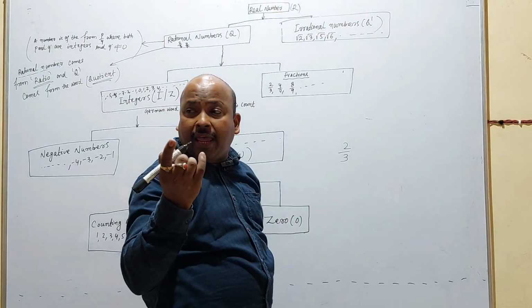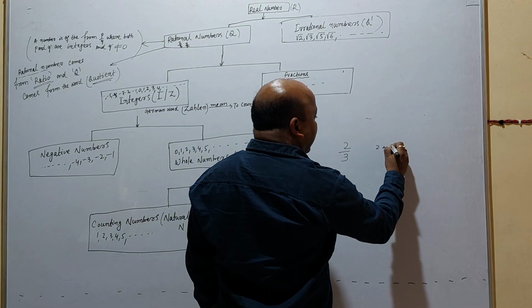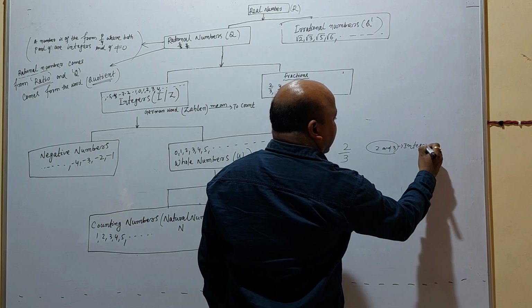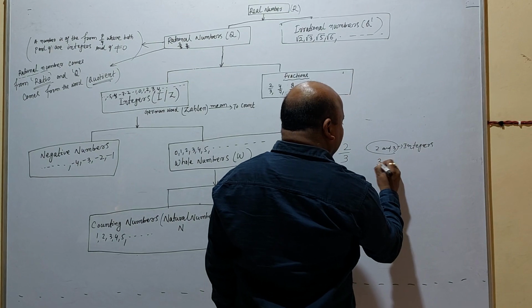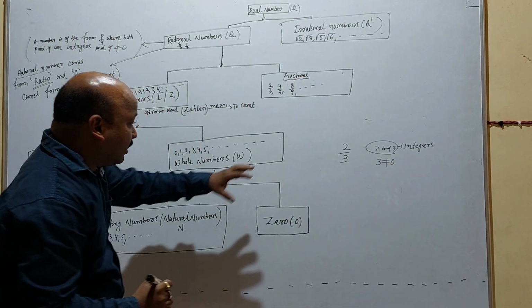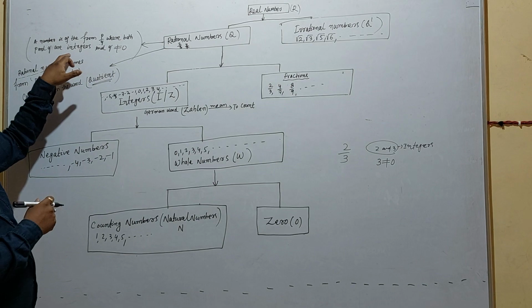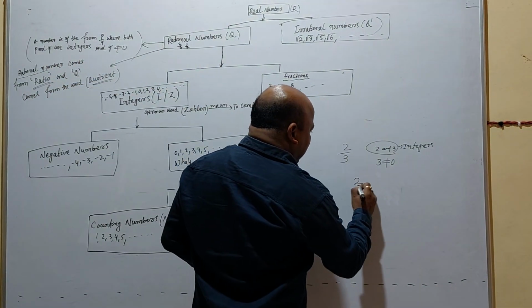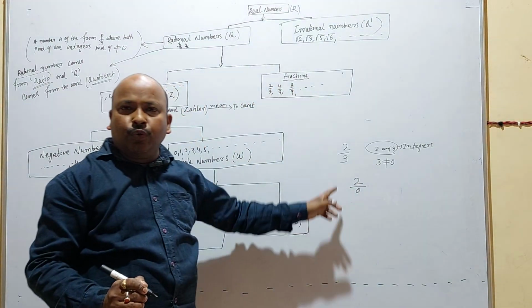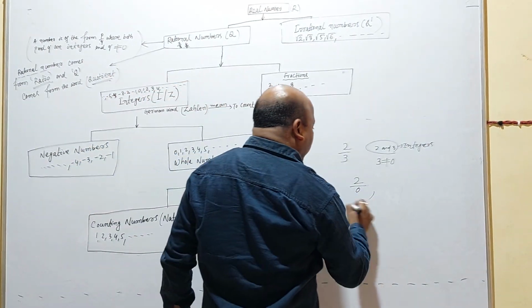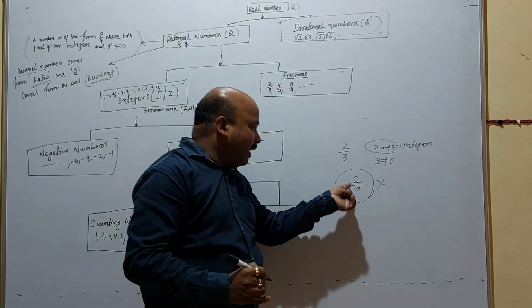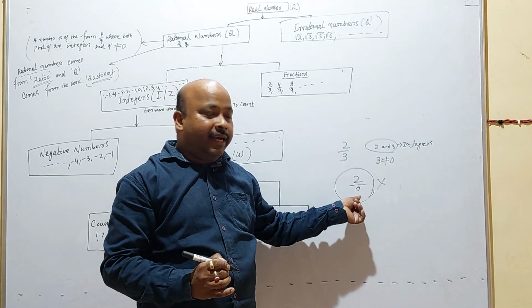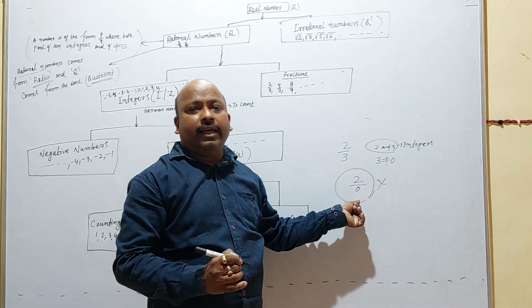Why is it a rational number? As 2 and 3 both are integers, and 3 is not equal to 0. It satisfies the definition of a rational number. Right, students? But 2 by 0, 2 divided by 0, is not a rational number. Why? Both 2 and 0 are integers, but Q is 0 here. It is against the definition of a rational number.